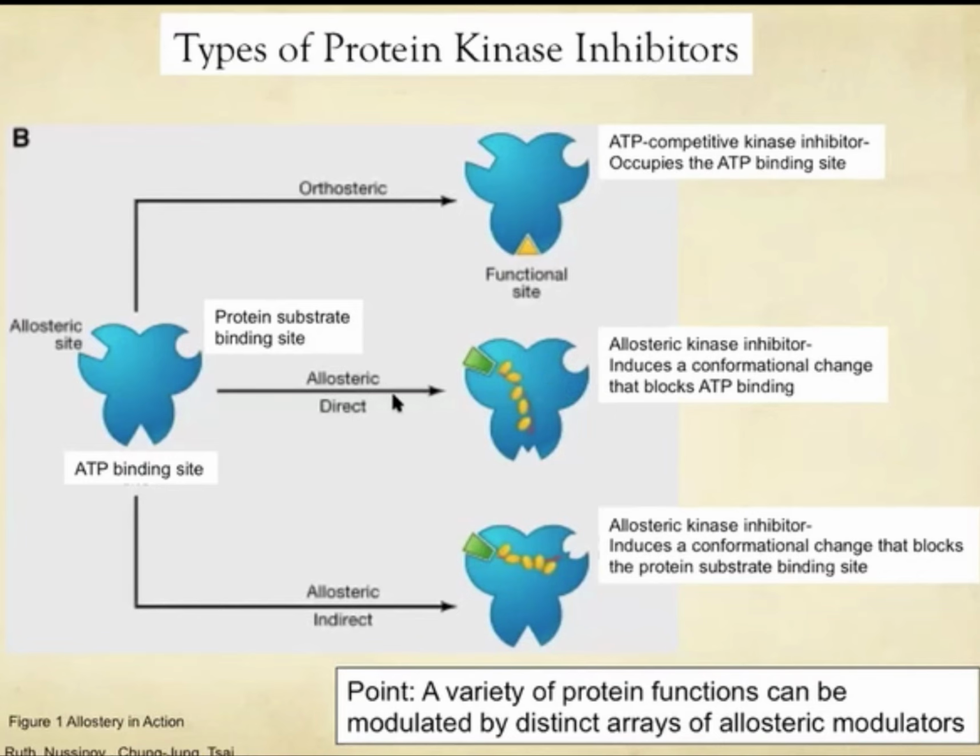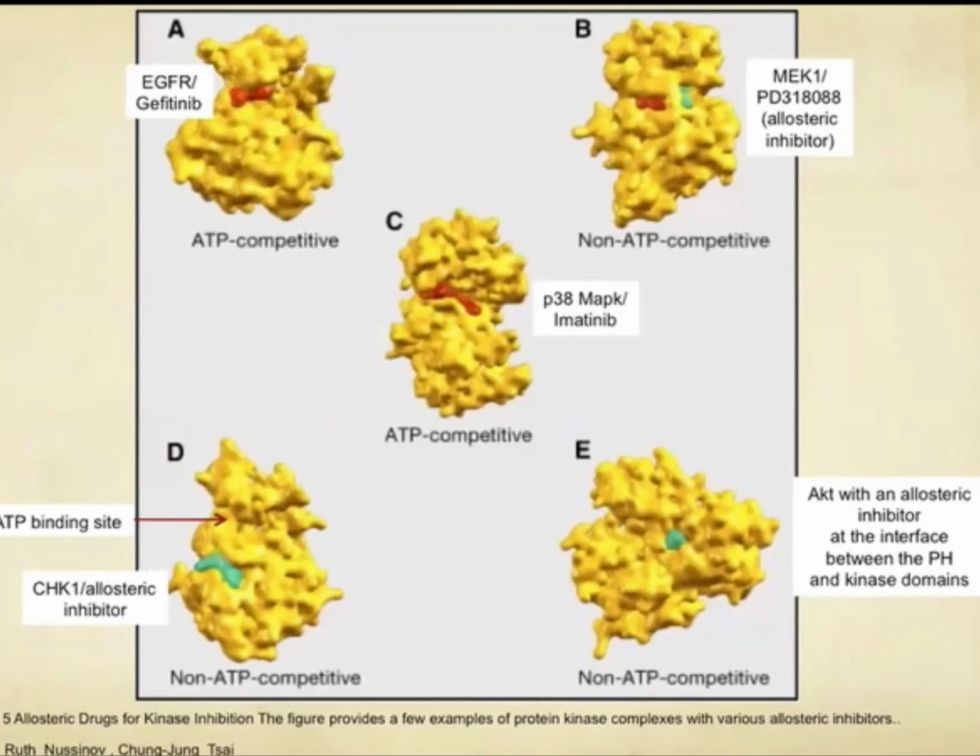So this is an example of an allosteric inhibitor that binds a completely different site. So it's not binding to the ATP binding site, it's binding way over here. But you can see that there's a conformational change. It actually changes the ATP binding site so that it can't bind ATP anymore. So it's not directly blocking ATP, but it's indirectly, through this conformational change, blocking ATP binding. Now in this case, similar idea, but instead of blocking the ATP binding site, it's changing the conformation so that the protein substrate can no longer be bound. So the main point of this is the idea that there are many ways that allosteric modulators can work, directly or indirectly.